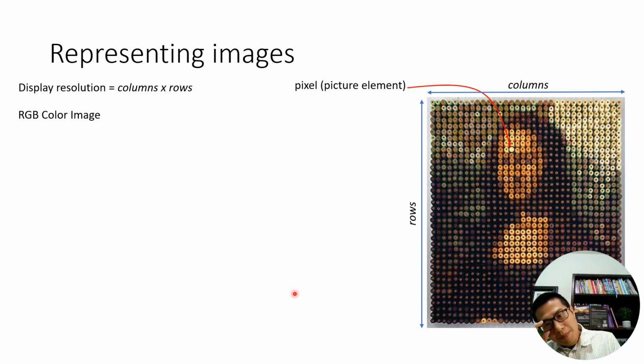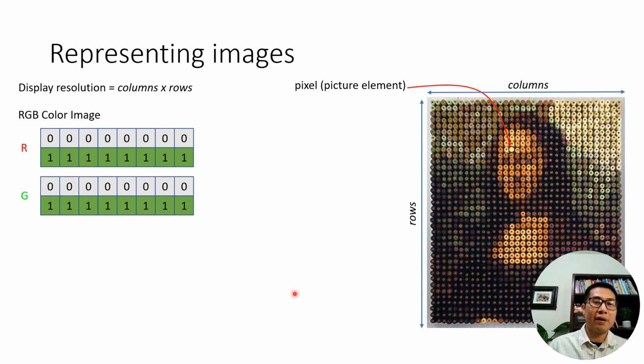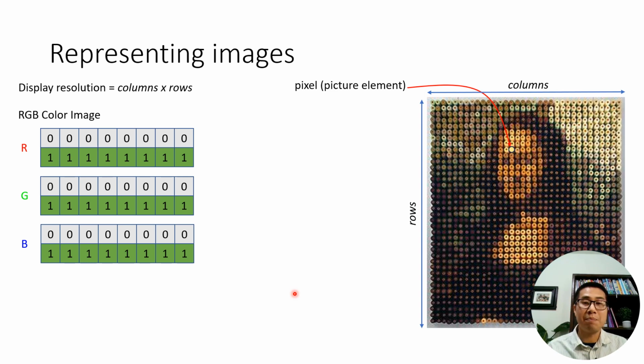One common standard to represent images is RGB color images. And what are RGB color images? A pixel is going to have 8 bits, so 256 levels of redness. Similarly, it's going to have another 8 bits for different levels of green for a pixel. Also, it's going to have another 8 bits to represent blue for a pixel.